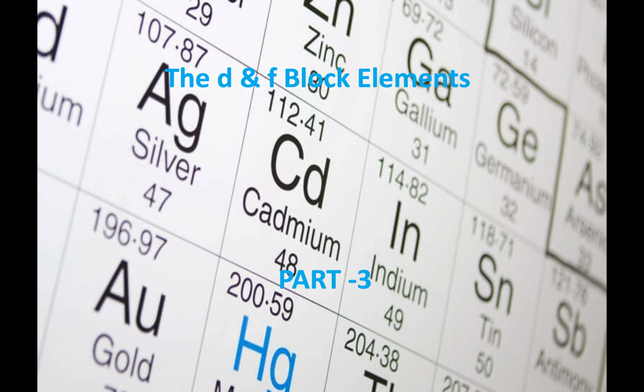Today we are going to continue with the rest of the important topics of Unit 8, the D and F block elements of Class 12 NCERT Chemistry.